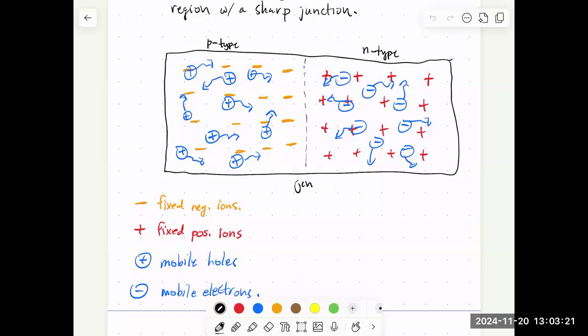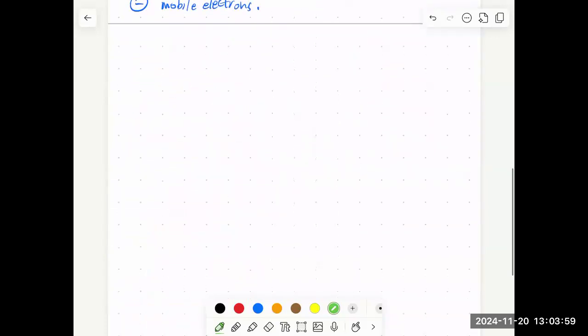We're going to have an electric field that points from the positive fixed charge in the n-type region to the negative fixed charge in the p-type region. And I'm going to call this electric field E_D. The subscript D stands for depletion. So this region by the junction is known as the depletion region because it's depleted of the mobile charge. So we'll write down some comments essentially saying all of that.